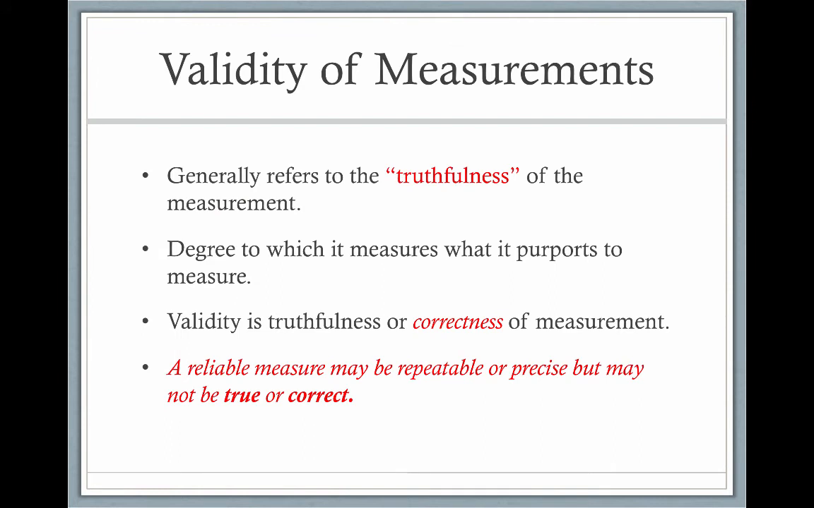The validity of a measurement generally refers to the truthfulness of the measurement, the degree to which it measures what it's purported to measure. Validity is truthfulness or the correctness of a measurement. A reliable measure may be repeatable or precise, but it may not be true or correct.